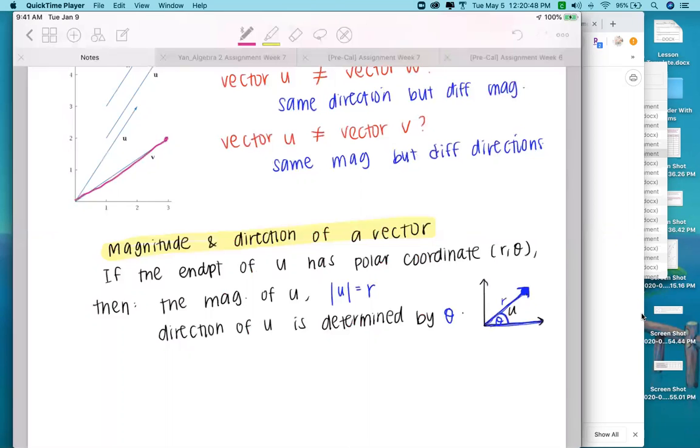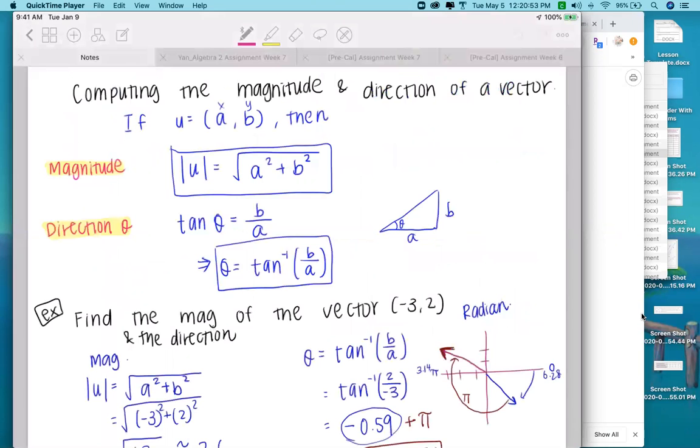So I'm going to go to the next page. To find the length of the magnitude, you just do x squared plus y squared, and you take the square root of that, which in this case is a and b. We square them, add them together, and take the square root. That would be the length of the magnitude.